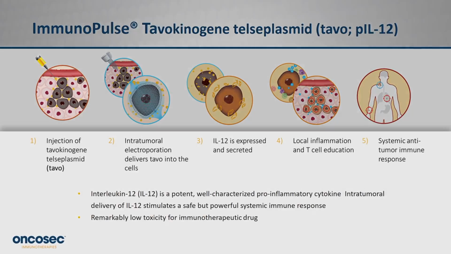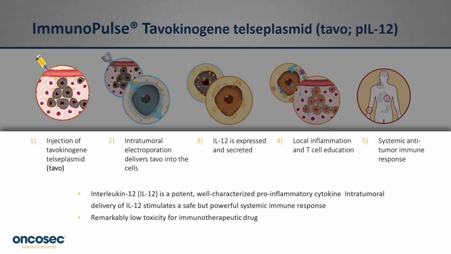that inhibitory axis. The Tavo plasmid is drawn into a syringe and injected into the tumor. Next, the sterile applicator of the electroporation device is inserted into the tumor at the site of Tavo administration and the pulse applied to electroporate the cells. This process enables the uptake of Tavo into the cell.